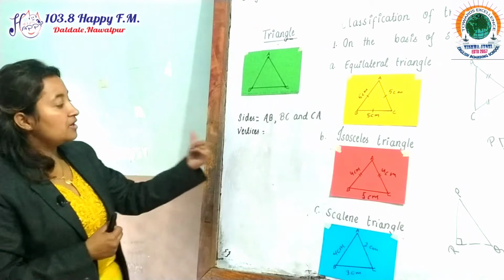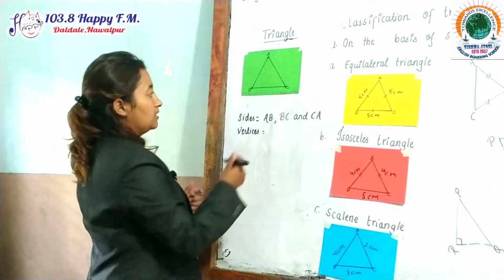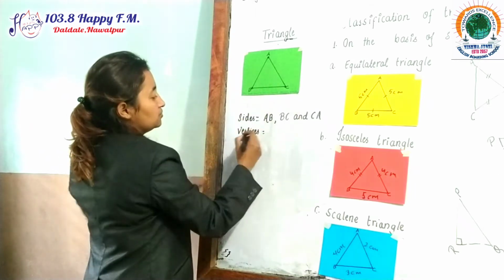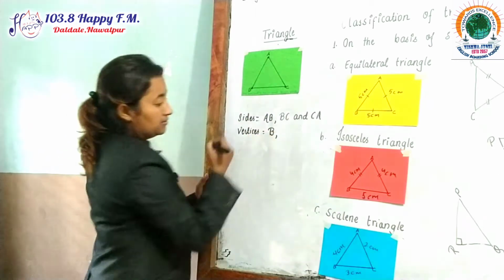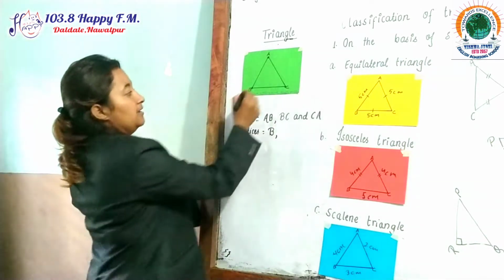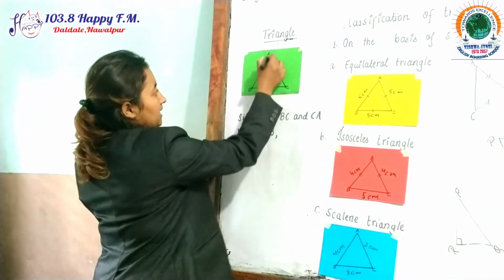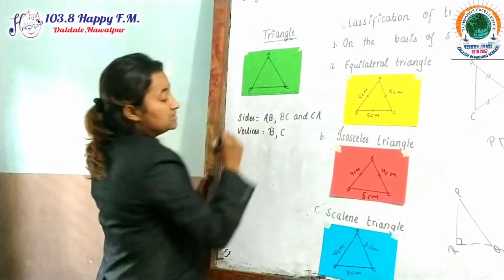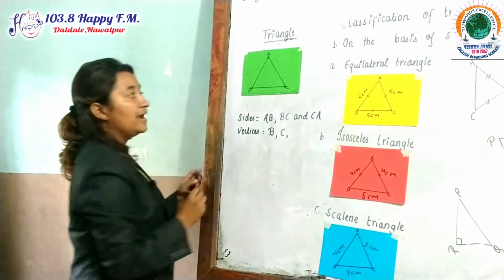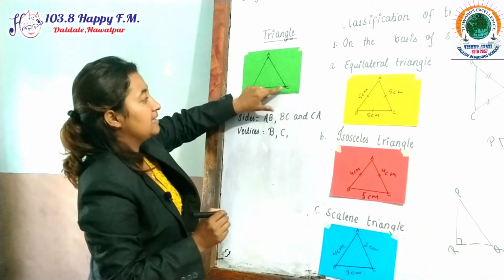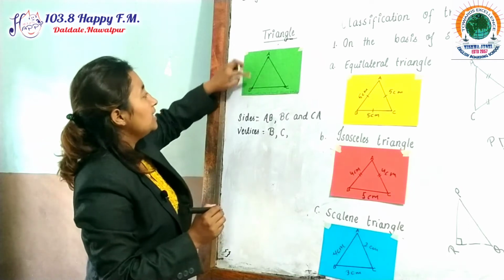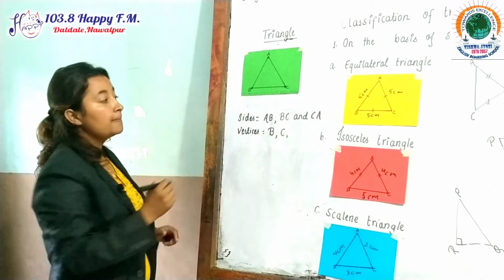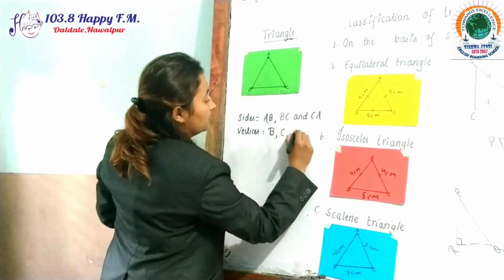Can you name the vertices of this triangle? Okay. Here AB line and BC line meet at point B. So one of the vertices is B. And next, BC line and CA line are meeting at point C. So another vertex is C. And at the last, BA line and CA line are meeting at point A. So the next vertex is A.